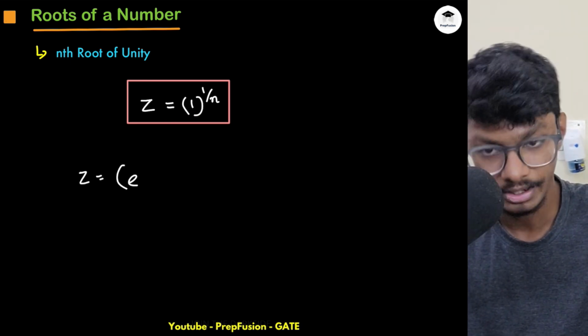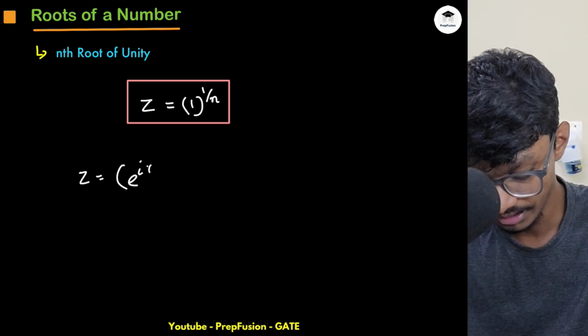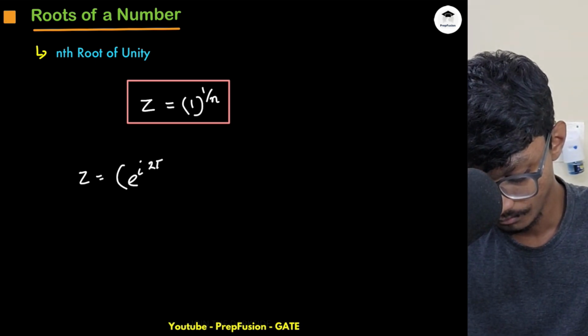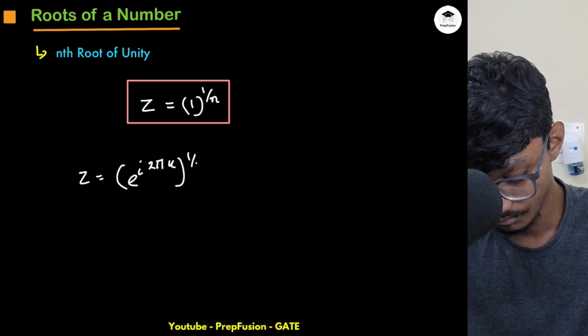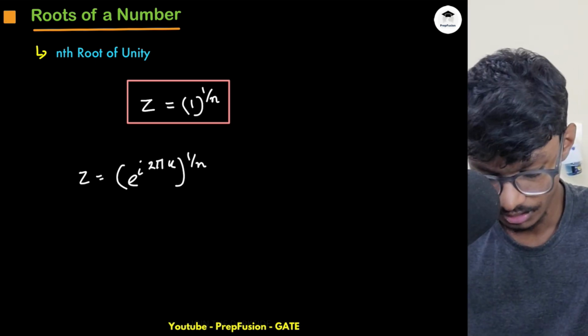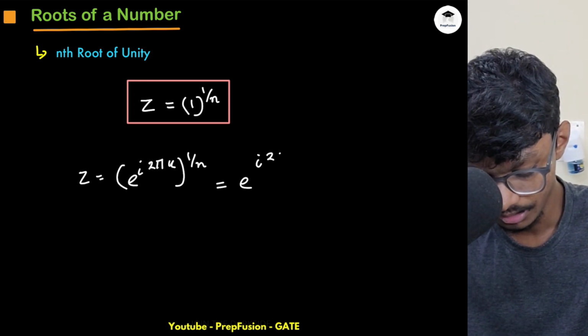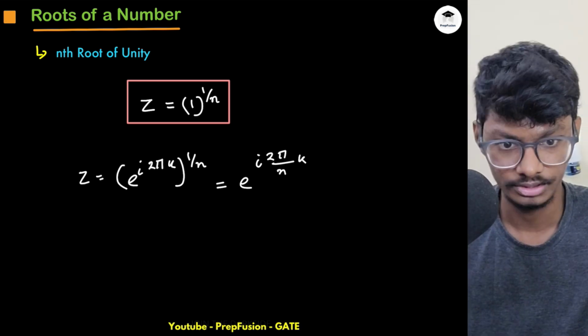This time I can't factorize, so I will replace my 1 as e raised to power 2 pi k, raised to power 1 by n. Okay, so this will be what? e raised to power i 2 pi by n into k. Okay, this will be it.